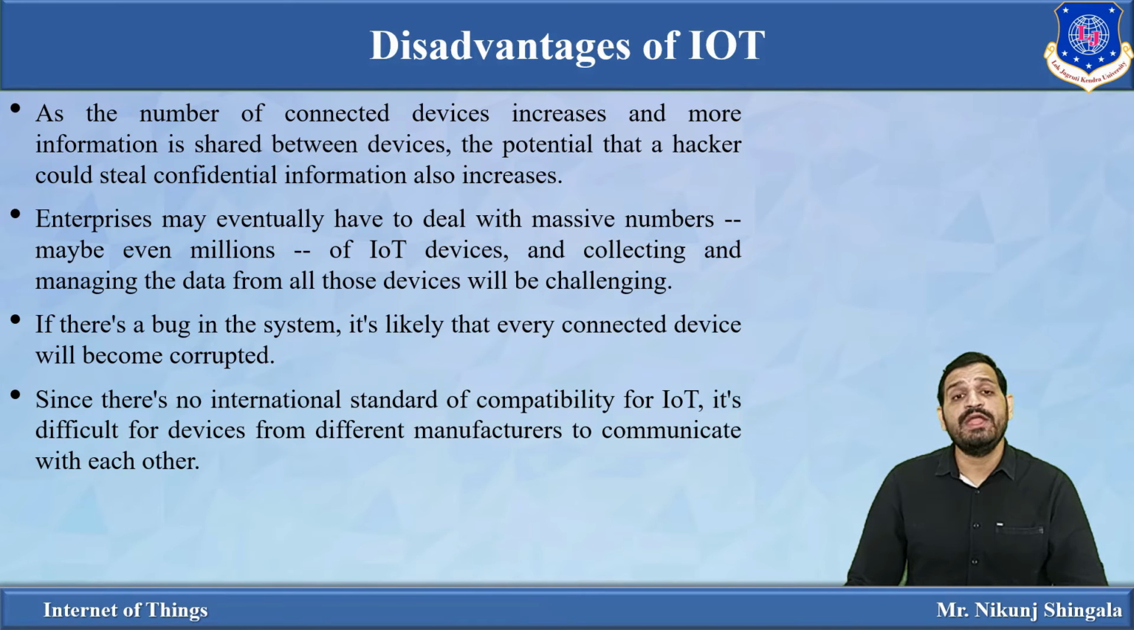Since there is no international standard of compatibility for IoT, it is difficult for devices from different manufacturers to communicate with each other, because standards have still not been developed. Different devices have different standards, so there will be difficulty for all the devices to communicate with each other. So these are the disadvantages of IoT.